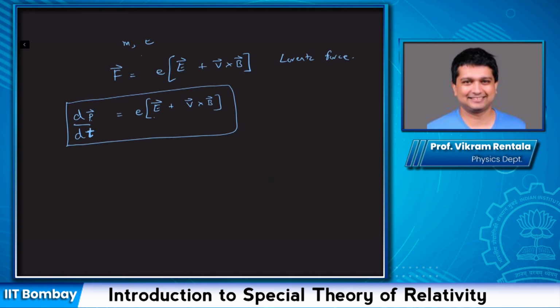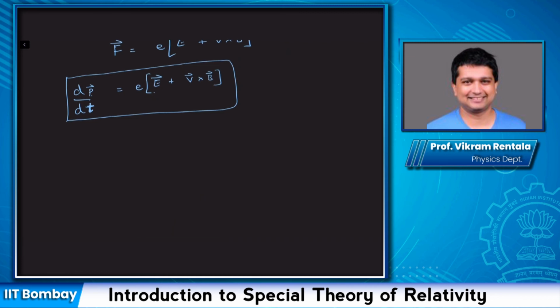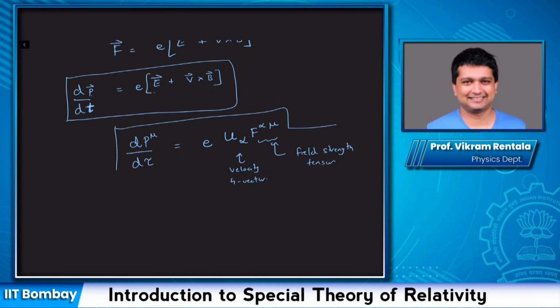Again, we can write this using tensors and 4 vectors, and you can check that you can write this law in the form dp mu d tau is equal to E u alpha F alpha mu, where u alpha is the velocity 4 vector and F alpha mu is the field strength tensor. So this would be the Lorentz force law.